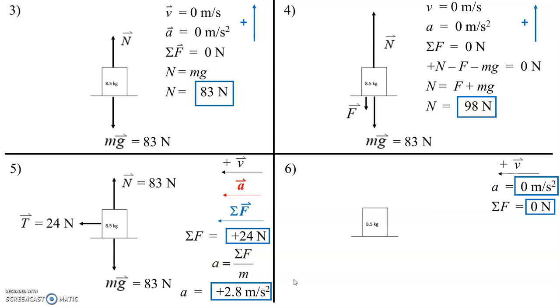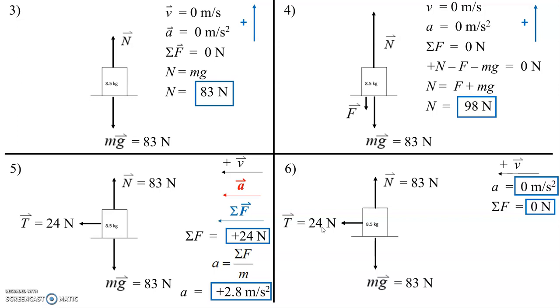So let's go ahead and draw the free body diagram, starting, of course, with weight pointing straight down, and it still weighs 83 newtons, so still try to draw the weight vector the same. And there's nothing else happening vertically, so we know the normal force is going to be 83 newtons as well, and it's still being pulled to the left by that tension in the string of 24 newtons.